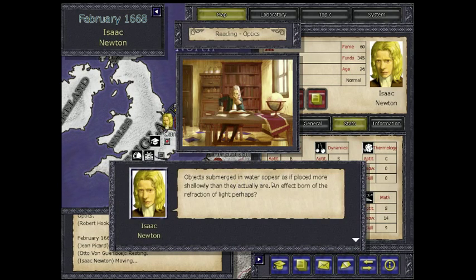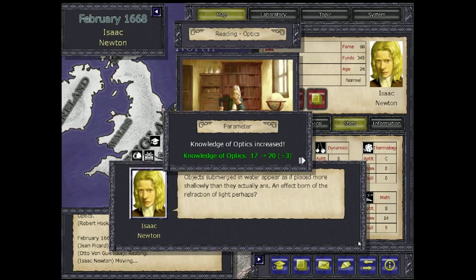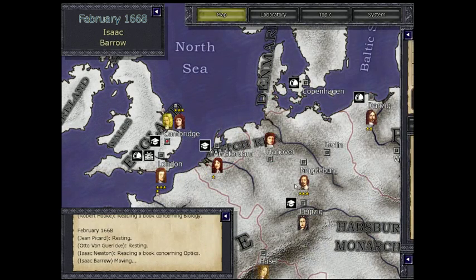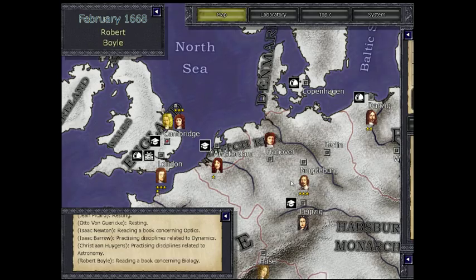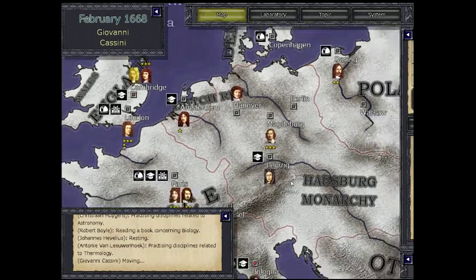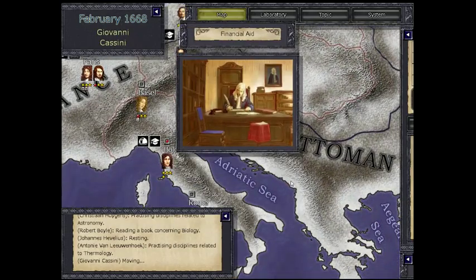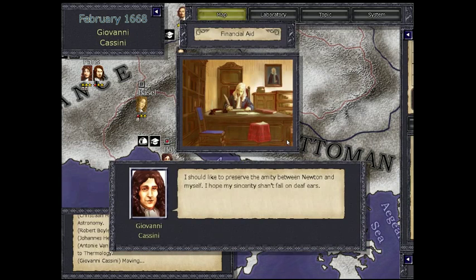Objects submerged in water appear as if placed more shallowly than they actually are. Whew. All right, it's early. An effect born of the refraction of light, perhaps. There we go. Knowledge of optics has increased. Financial aid is coming my way. That's good.